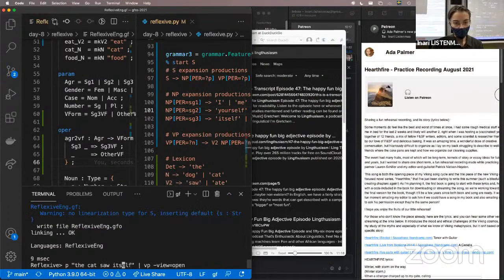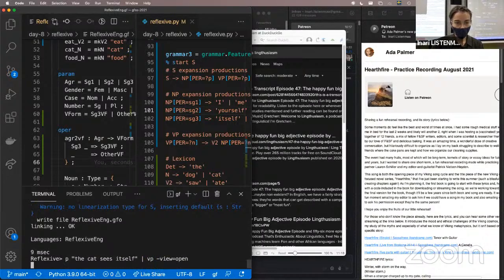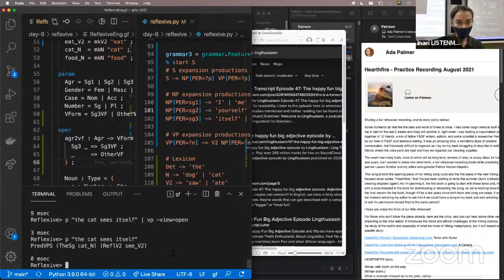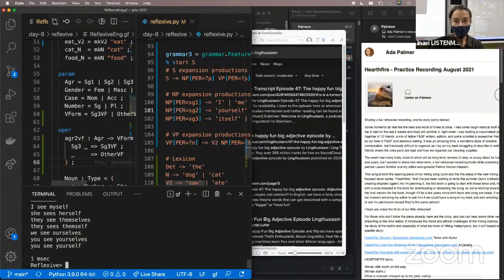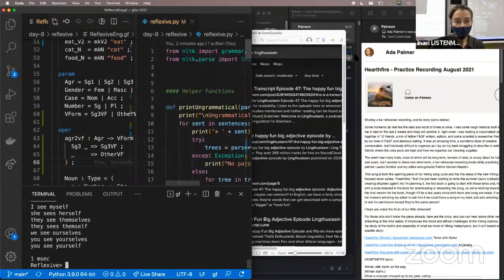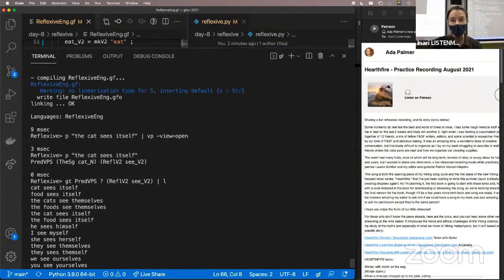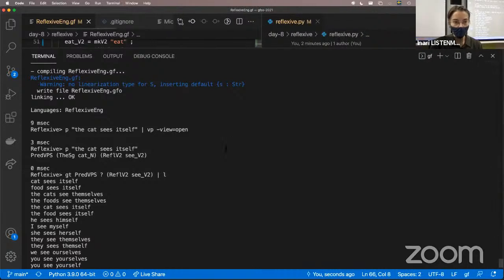Now we have "sees itself". AGR to BF will decide whether it sees itself or sees themselves. Is it? Yes, exactly. So this is the complete list of what the GF grammar produces now.